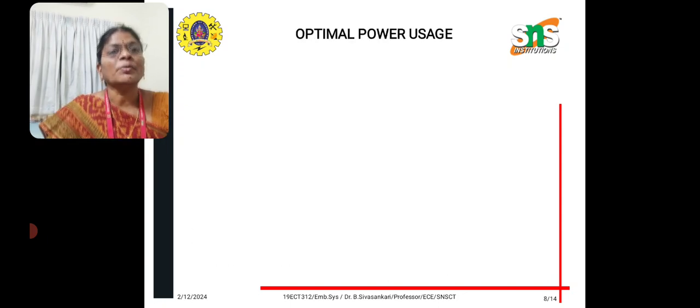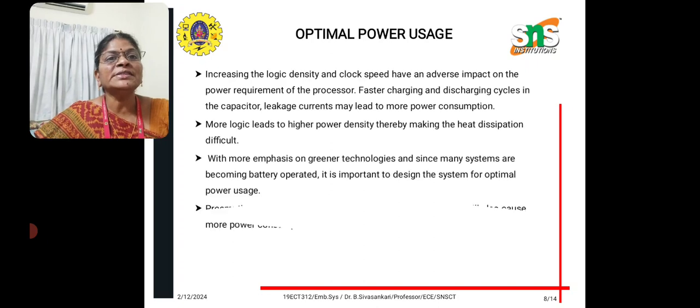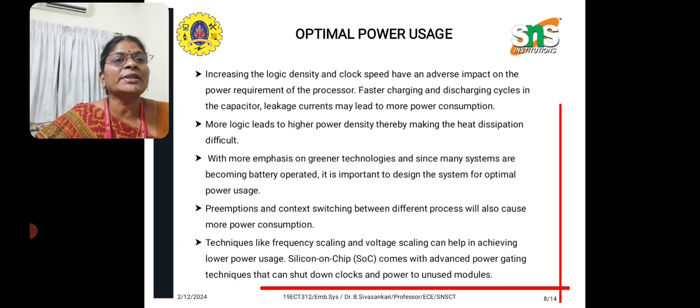Next one is optimal power usage. Increasing the logic density and clock speed has an adverse impact on the power requirement of the processor. More logic leads to high power density, thereby making heat dissipation difficult. With more emphasis on greener technologies, and since many systems are becoming battery operated, it is important to design the system for optimal power usage. Techniques like frequency scaling and voltage scaling can help in achieving lower power usage. System on chip comes with advanced power gating techniques that can shut down clocks and power to unused modules.